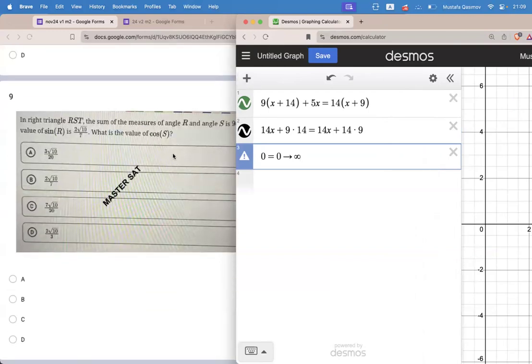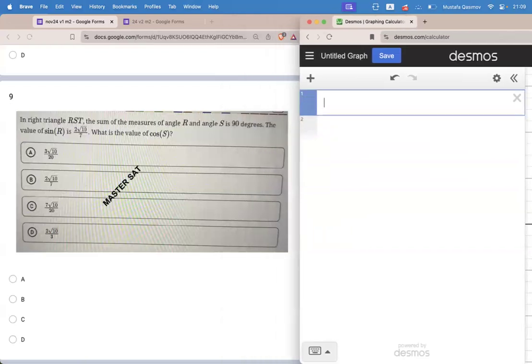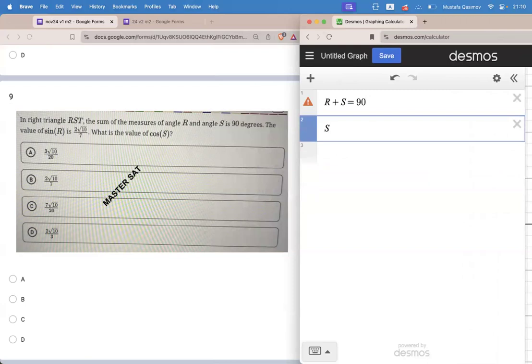It says that the sum of two angle R and S is equal to 90 degree. So let's write it. R plus S is equal to 90 degree. It says that sine R is equal to 2 square root of 10 over 7. We know that when sum of two angles is equal to 90 degree, sine of one of them is equal to cosine of other one. So it is equal to cosine S actually. So answer is same, answer is B.